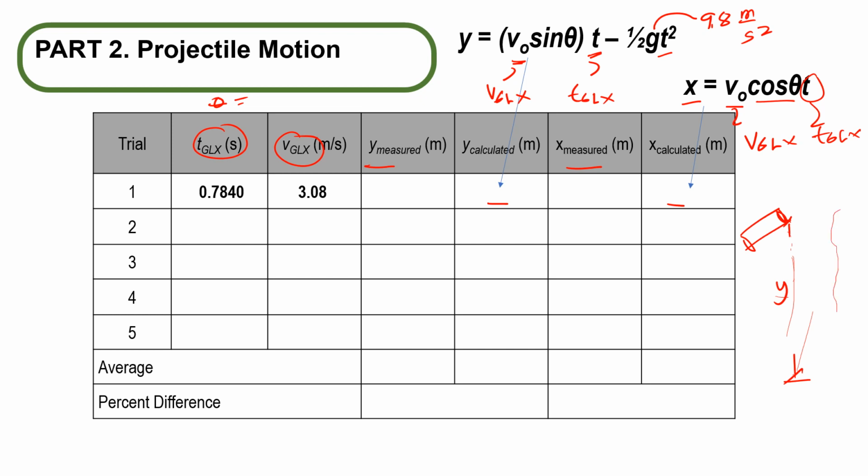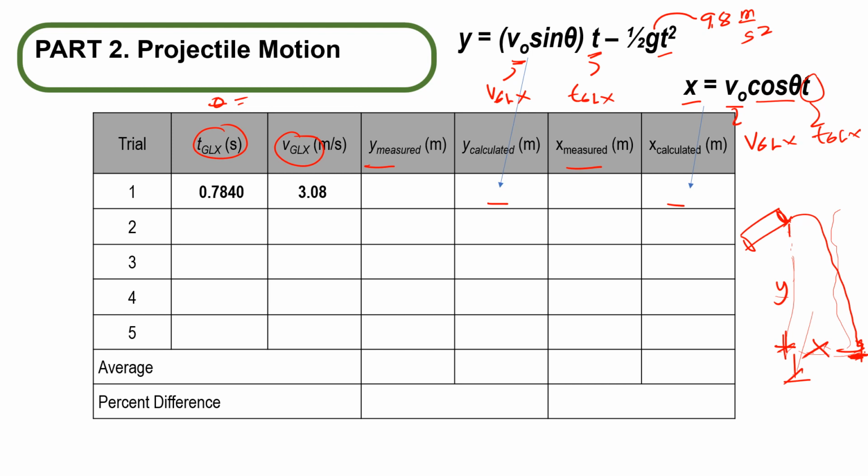And then, for example, this is the time of flight accessory, and the ball will land here. So we need to measure the x horizontal displacement from this point to that point, so that's the value of the x measured. So we now have the y measured, the y calculated, the x measured, and the x calculated.